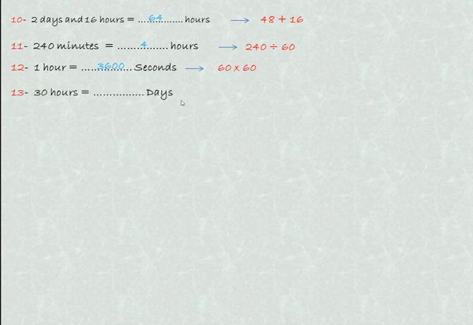Number 13, 30 hours equals how many days? To convert, we can divide 30 hours by 24, or we can say 30 hours equals 24 hours plus 6 hours. 24 hours equals 1 day, and 6 hours equals quarter day. Then we get 1.25 days.